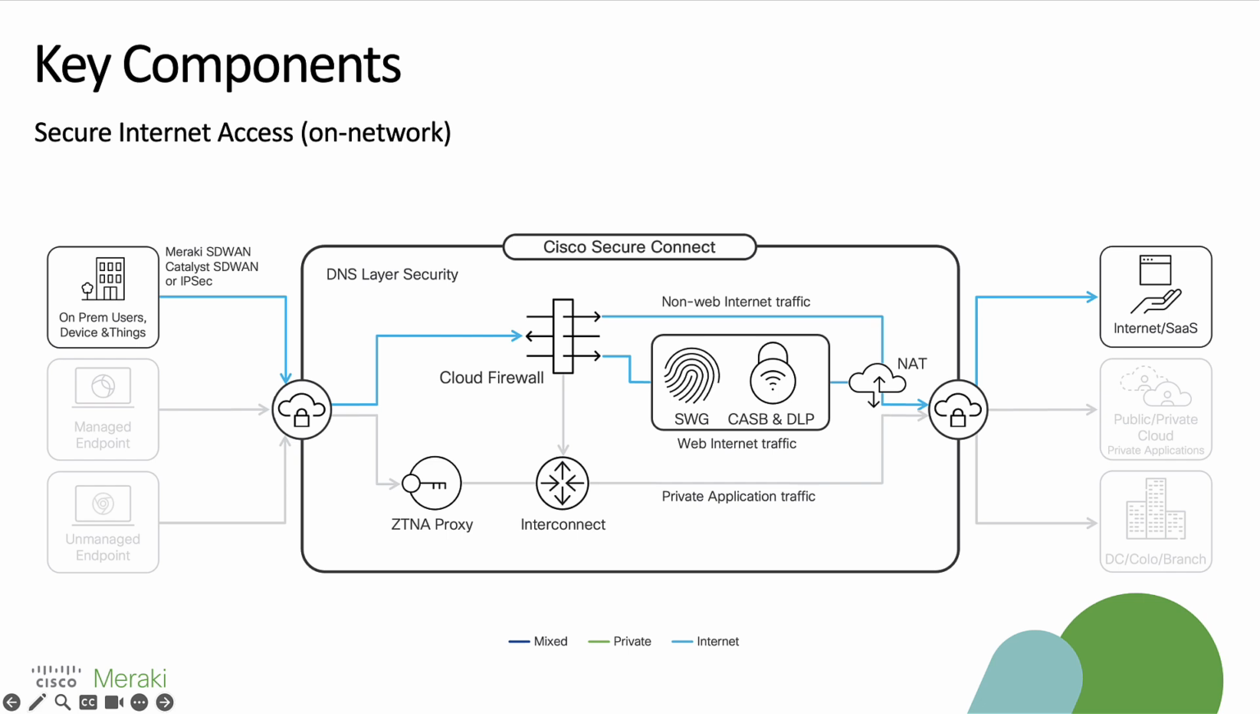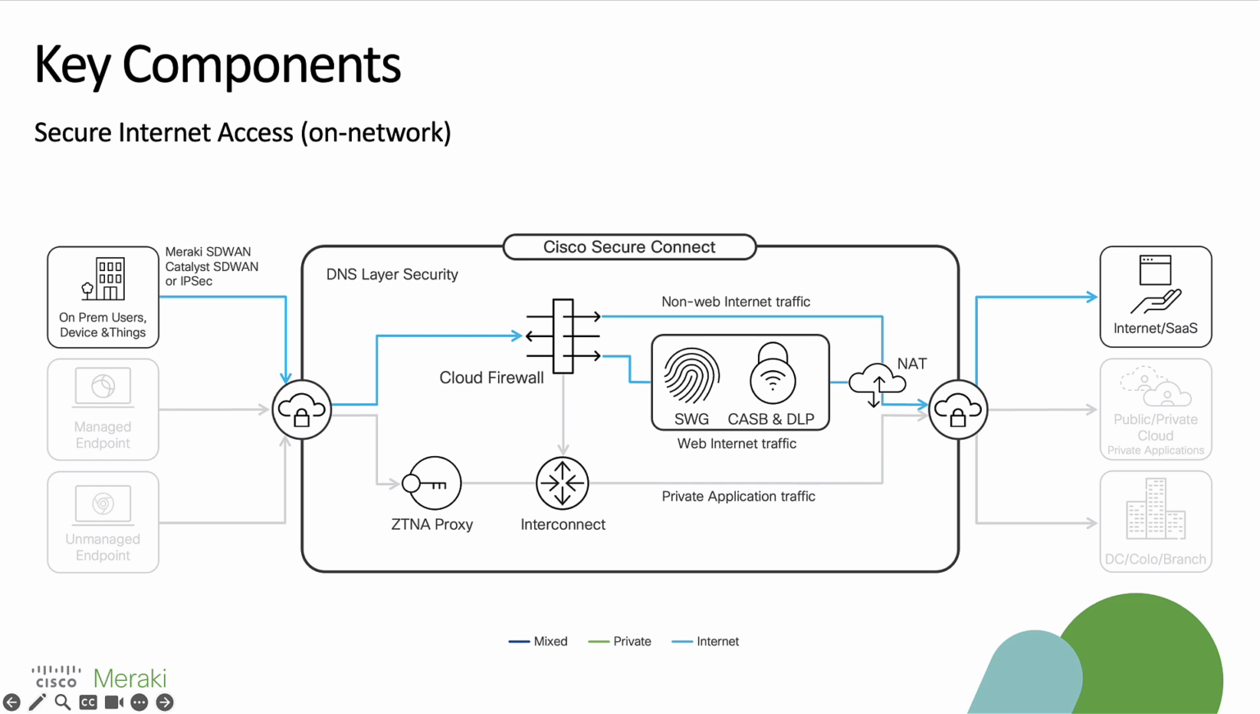The first of our key components we're going to look at is secure internet access for users on network. This is where you might have an appliance at a location which you've connected into our service, where we have a secure path in order to send that traffic into our clouds. From here, traffic then passes through our DNS layer security before hitting the cloud firewall, and then from there traffic will take a couple of different paths.